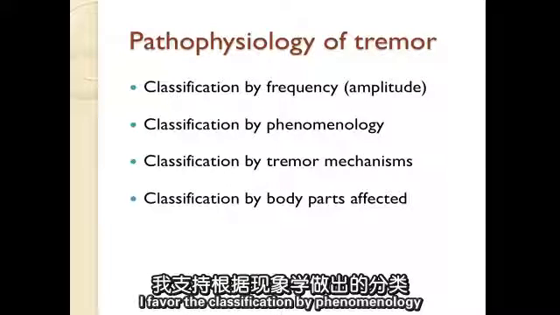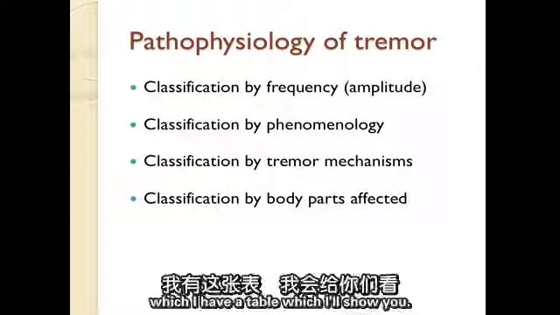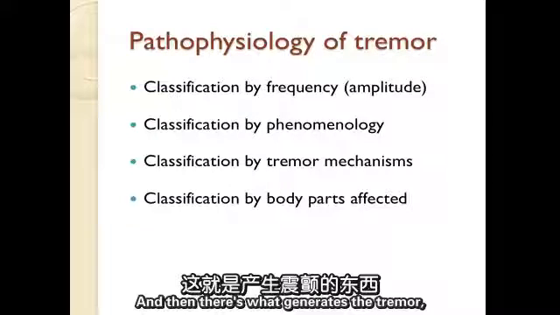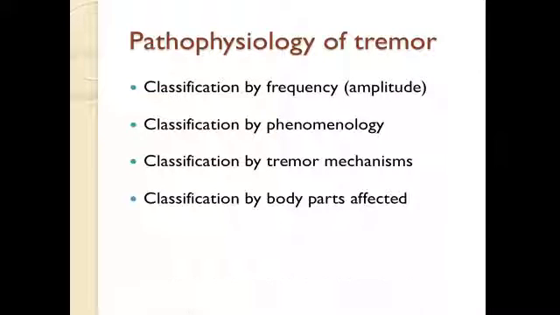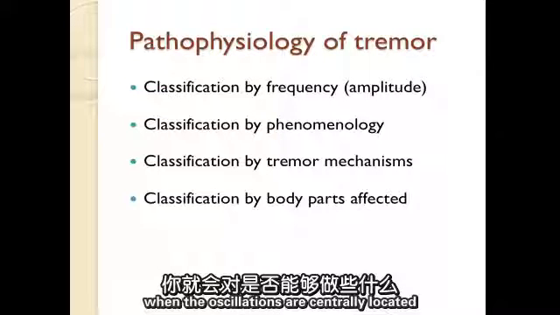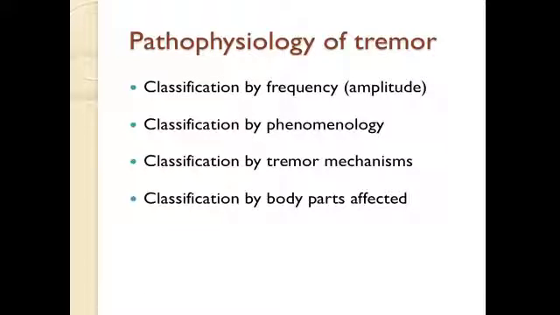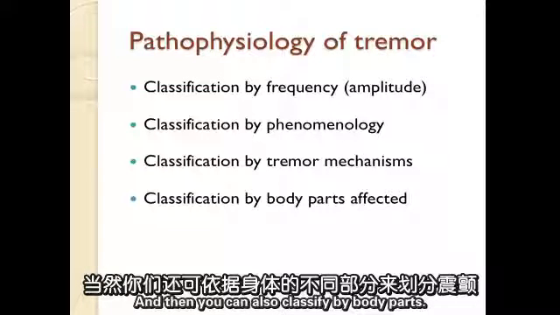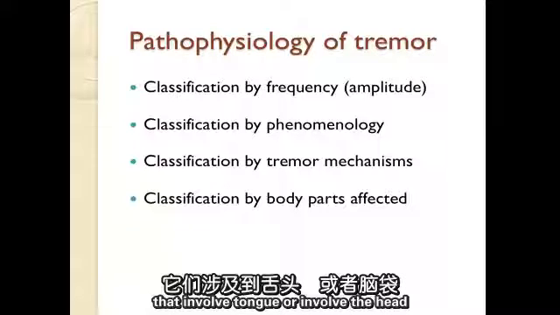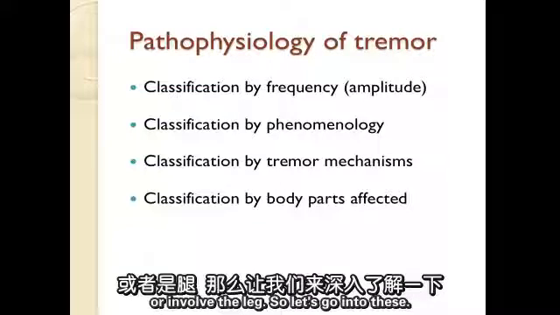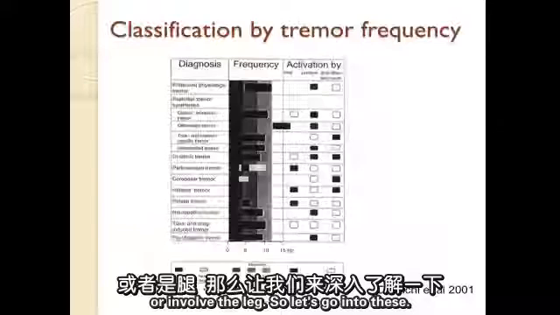I favor the classification by phenomenology, which I have a table which I'll show you. And then there's what generates the tremor? What are the mechanisms of tremor? And that probably is most relevant to neurosurgeons because you're interested in when the oscillations are centrally located and whether you can do anything to abort the tremor. And then you can also classify by body parts. There's a few fairly interesting tremors that involve the tongue or involve the head or involve the leg. So let's go into these.